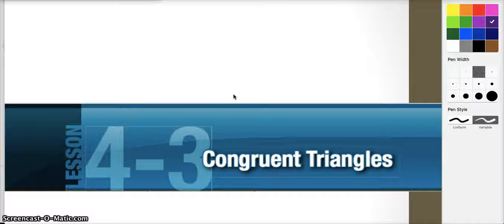Hey geometry friends, today we are looking at chapter 4 and we're on lesson 4.3. We're going to talk today about congruent triangles.